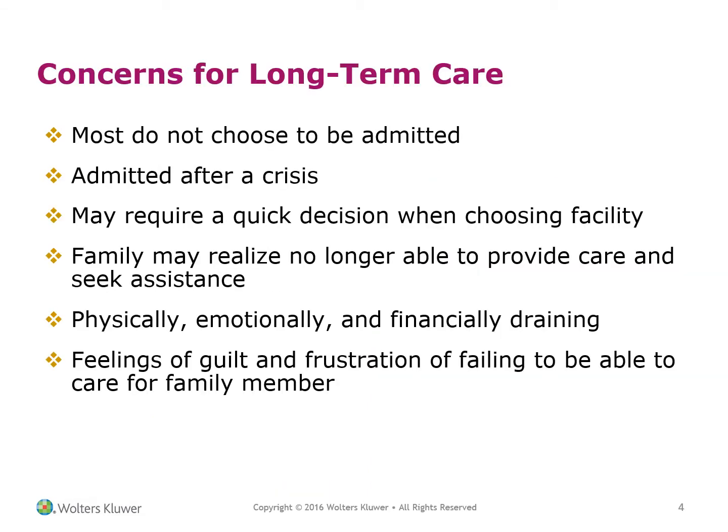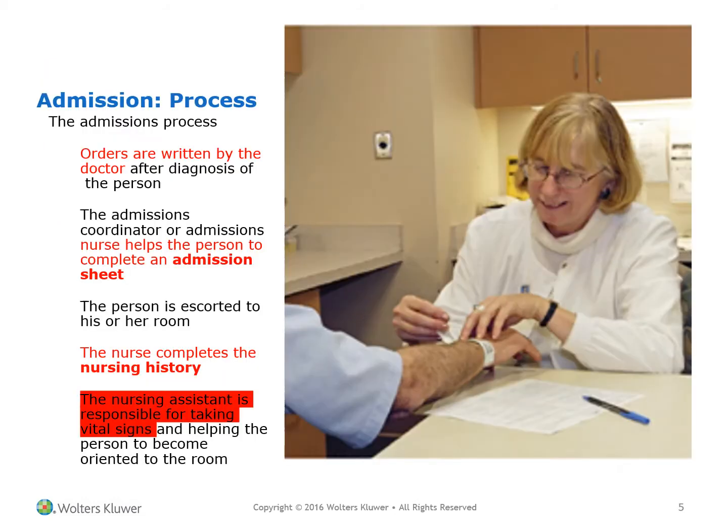Concerns for long-term care. Most do not choose to be admitted. They're admitted sometimes after a crisis. It may require a quick decision when choosing a facility. The family may realize they're no longer able to provide care and have to seek out assistance. It's physically, emotionally, and financially draining. There are feelings of guilt and frustration at failing to be able to care for the family member themselves.